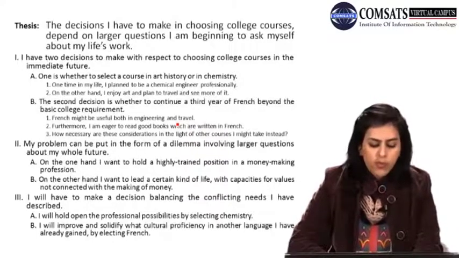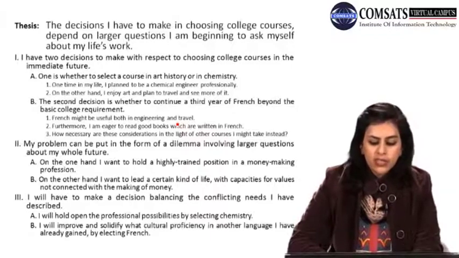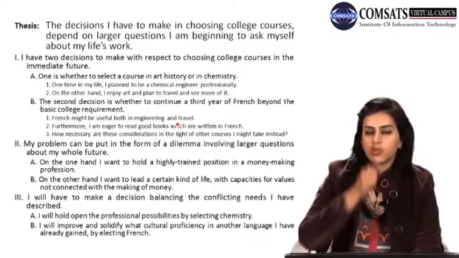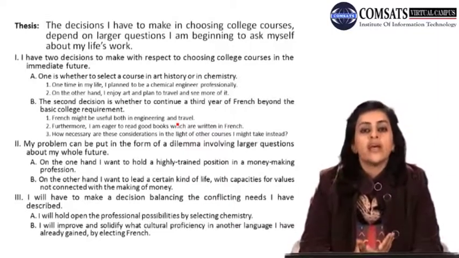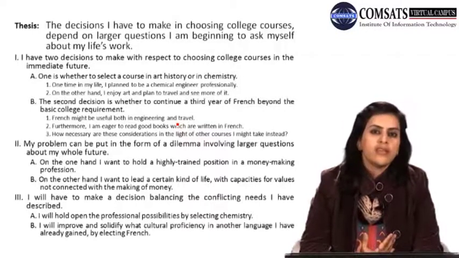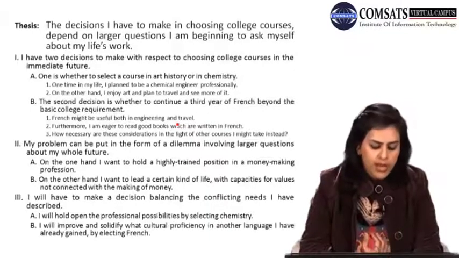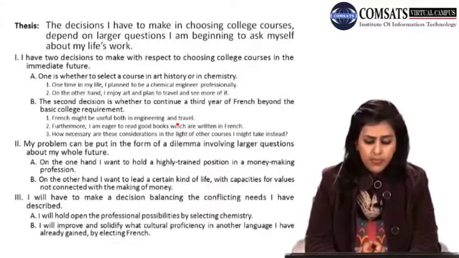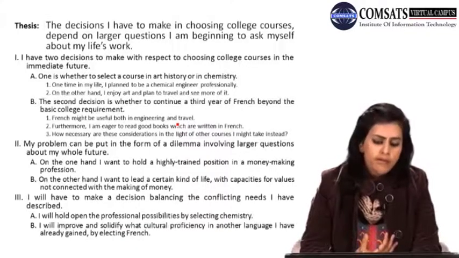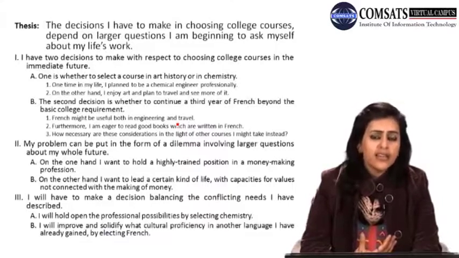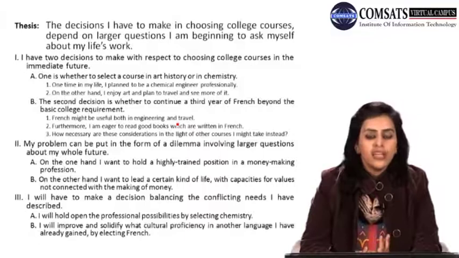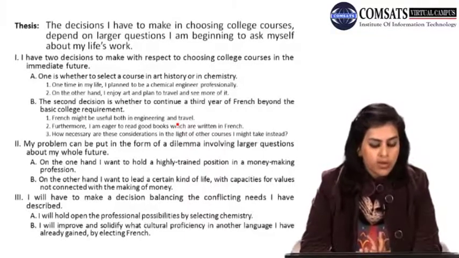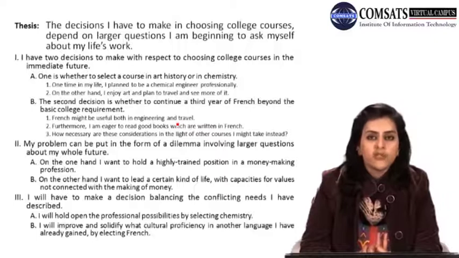Furthermore, now see the second point of point number B. Furthermore, I am eager to read books which are written in French. So he is somewhat interested in French history that appeals to him, and he is interested in reading about that material. How necessary are these considerations in the light of other courses I might take instead? So these considerations, are they clear enough to convince him that he should opt for the French course or not? Now that was about the first point that he has made.